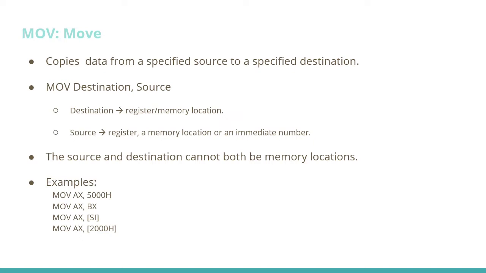The examples of the move instruction are given here, which are MOV AX, 5000H, where the immediate data 5000H will be moved to the AX register. Another example is MOV AX, BX, where the data that is present in the BX register will be moved to the AX. MOV AX, SI, where the data that is pointed by the source index register, SI, will be moved to AX. Another example is MOV AX, [2000H], which is the direct addressing mode. So the data that is present in the address location 2000H will be moved to the register AX.